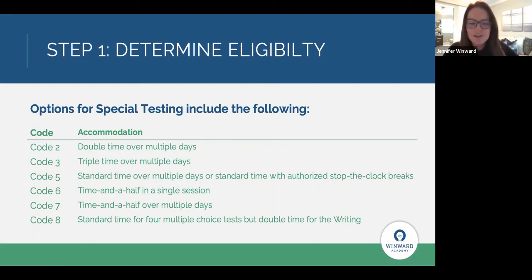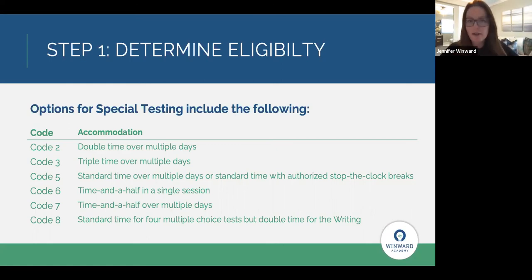Time and a half in a single session, I mentioned that one to you, right? That one's the one that most people know of. It's also the one that most schools promote to students, because if you think about it, the other options typically require that someone from the school is helping to facilitate the experience. And in general, schools tend to be very overwhelmed, and they're probably not signing up and volunteering their time to help facilitate these types of things.